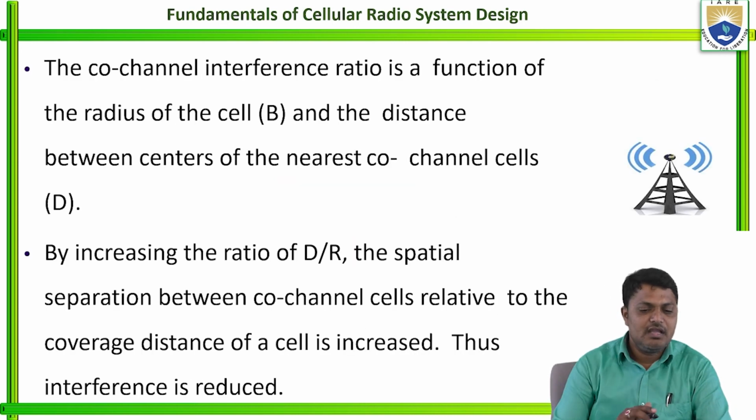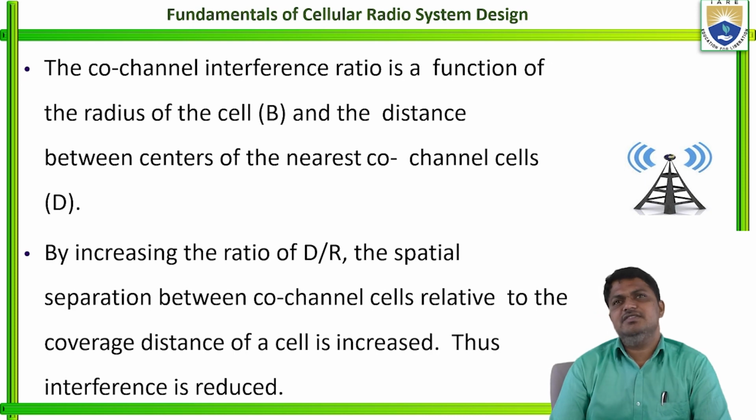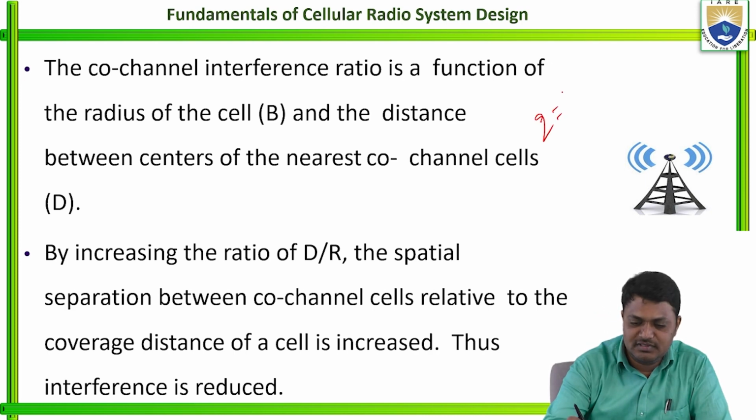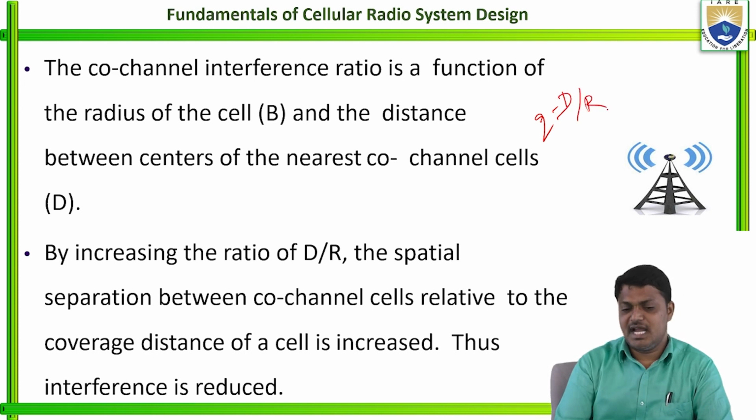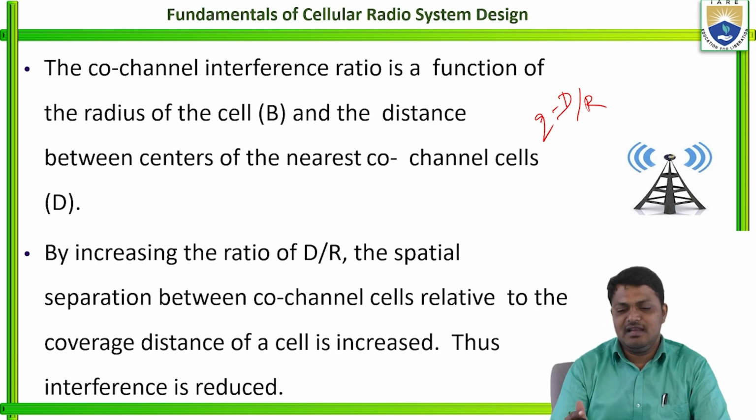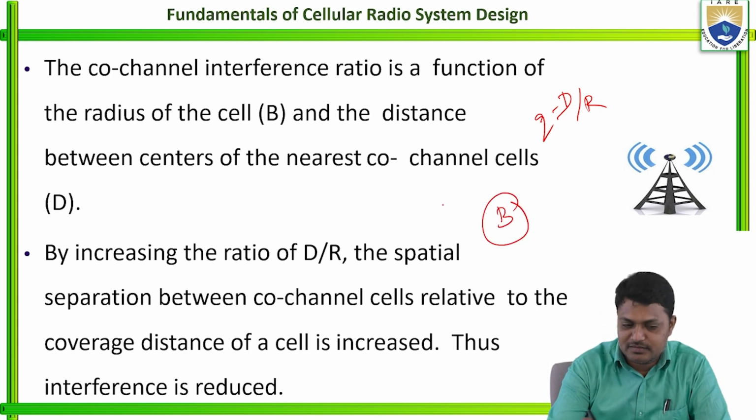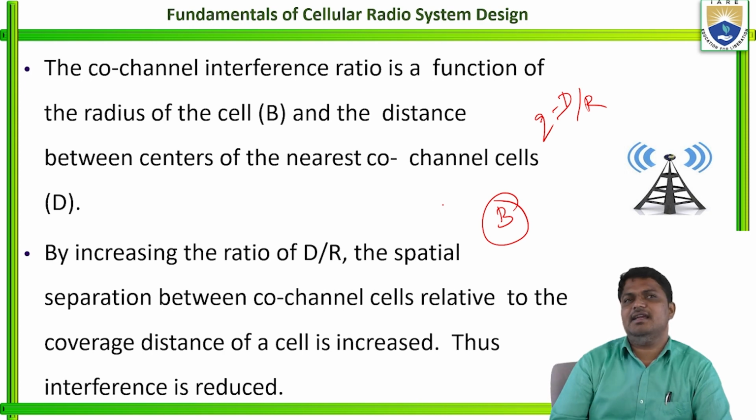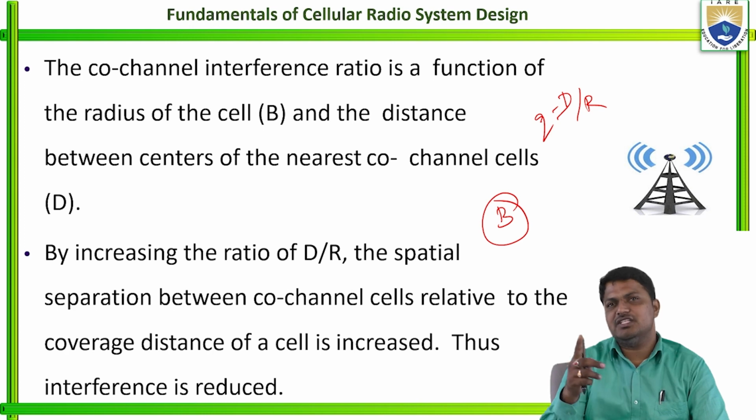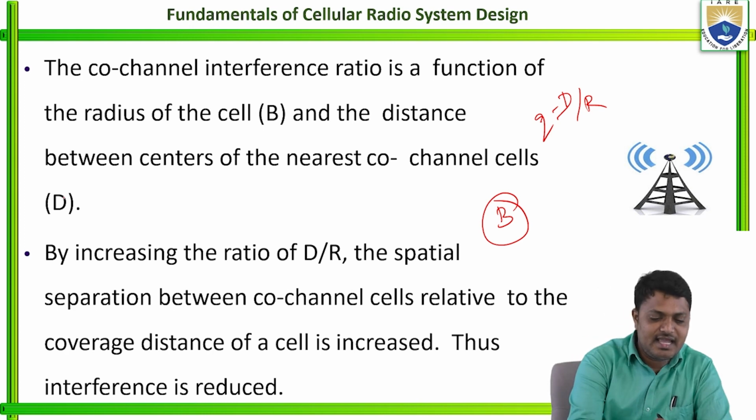Next, the co-channel interference ratio is a function of the radius of the cell. Already we discussed that Q is equal to D by R. It means the co-channel interference ratio is a function of the radius of the cell. Here we take the radius of the cell as R, and the distance between the centers of the nearest co-channel cells as D.